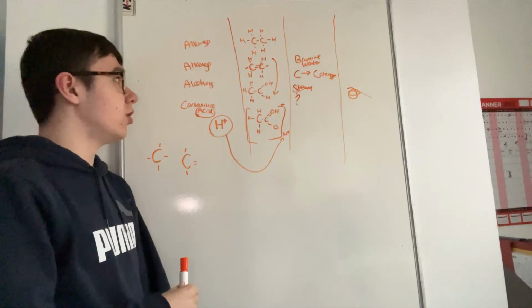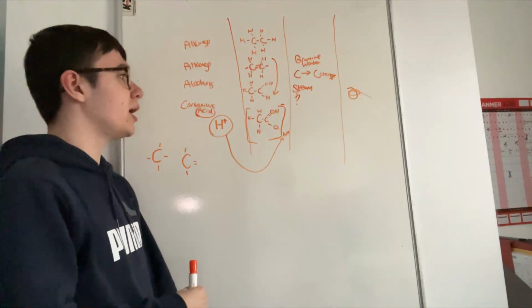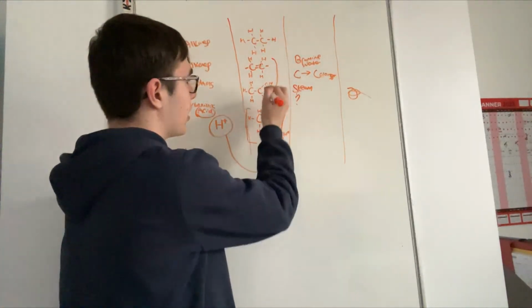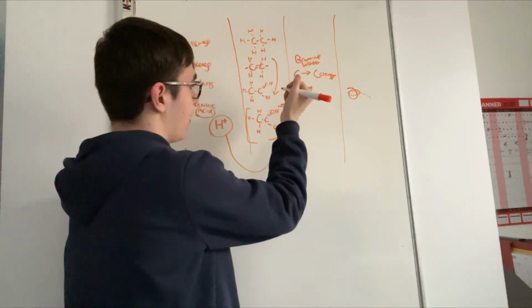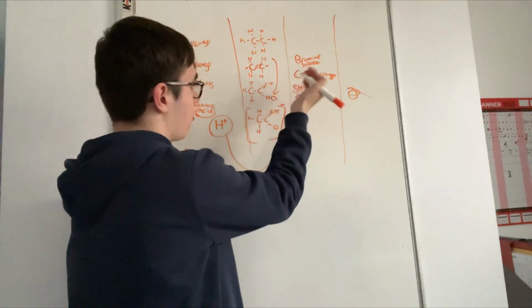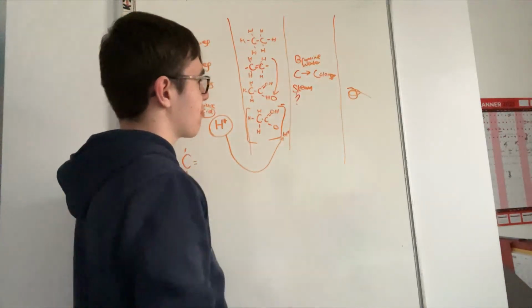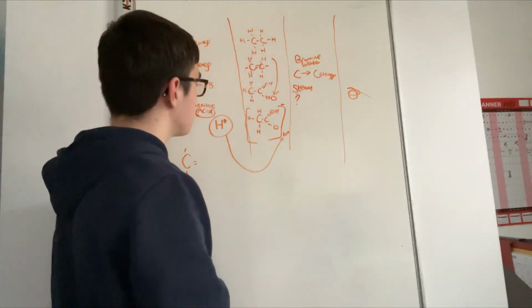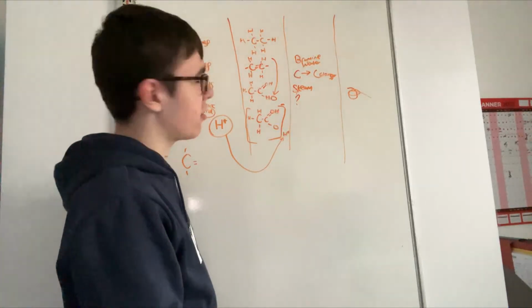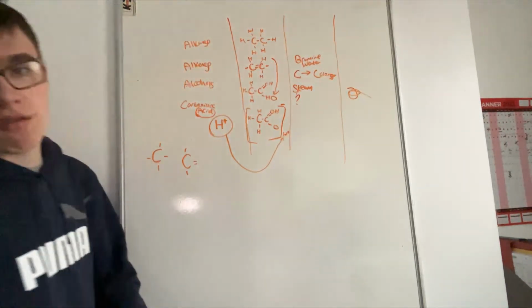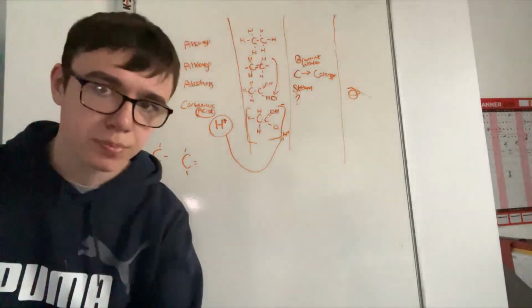And I don't know how you would go from an alcohol to a carboxylic acid, but I guess you would add a double bond there, and you would add an oxygen. So I'm assuming maybe you would do something similar, like maybe CO2. That kind of sounds right. Anyways, that's all you need to know.